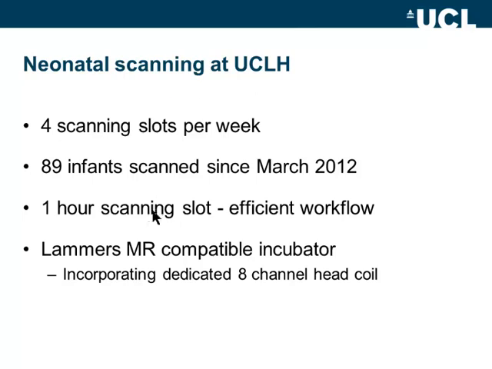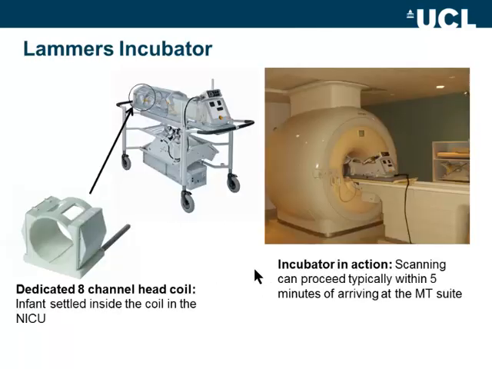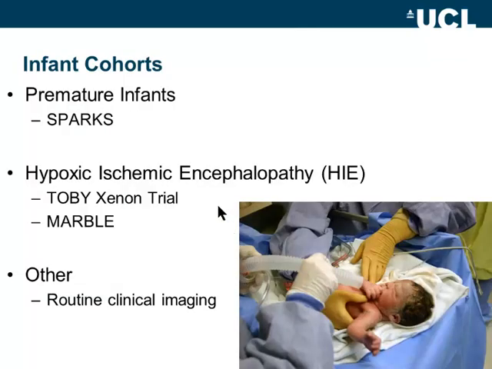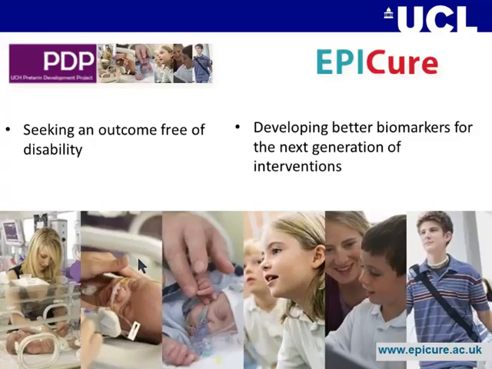Just to set the scene at UCLH, there are 4 scanning slots a week, so about 40 to 50 infants are scanned a year. We have the 3T on the same floor as the neonatal unit, so with an incubator we can be very efficient. Ideally it would be best to have the scanner inside the unit, and as you know, some other groups in London have done that for quite many years as well. The different cohorts we are looking at are either the preemies or HIE, with different clinical trials. I'm going to start with some of the preemies.